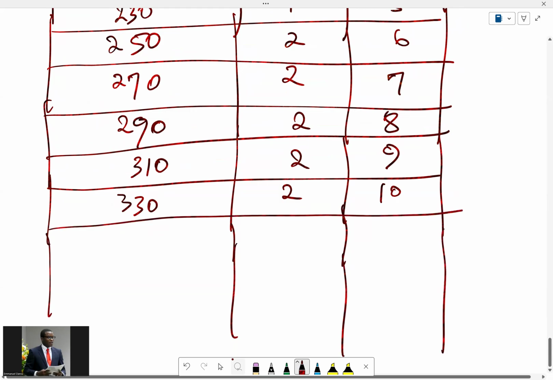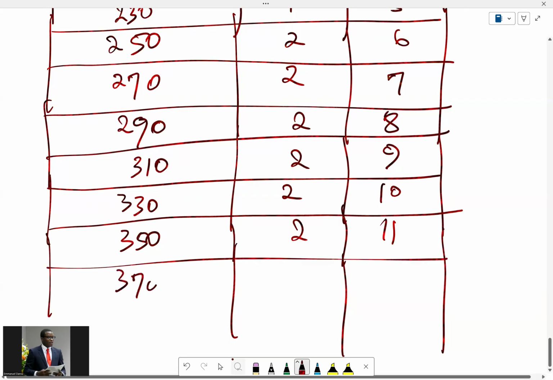We have 350. It's in group 2, ranked 11. Then we have 370. Oh, so 350 is in group 3. Sorry, 350 is in group 3. So we can talk about N2 now.